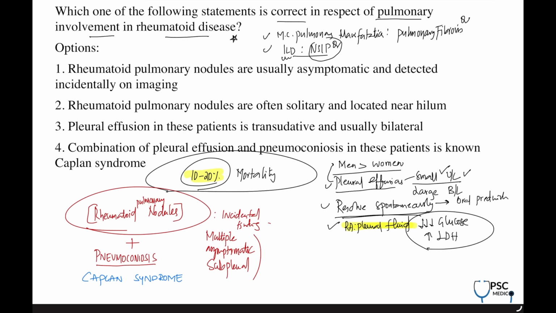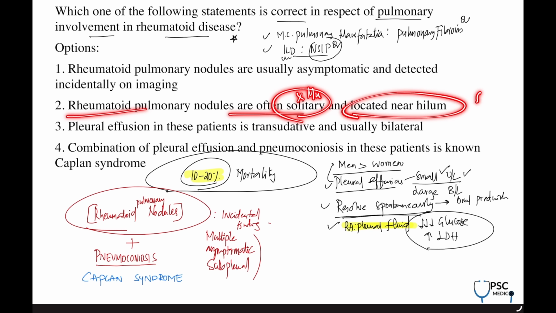Now let's read the options in this question. Rheumatoid pulmonary nodules are usually asymptomatic and detected incidentally on imaging. Rheumatoid pulmonary nodules are often solitary. No, they're multiple. Located near hilum. No, they're subpleural. So this is wrong.